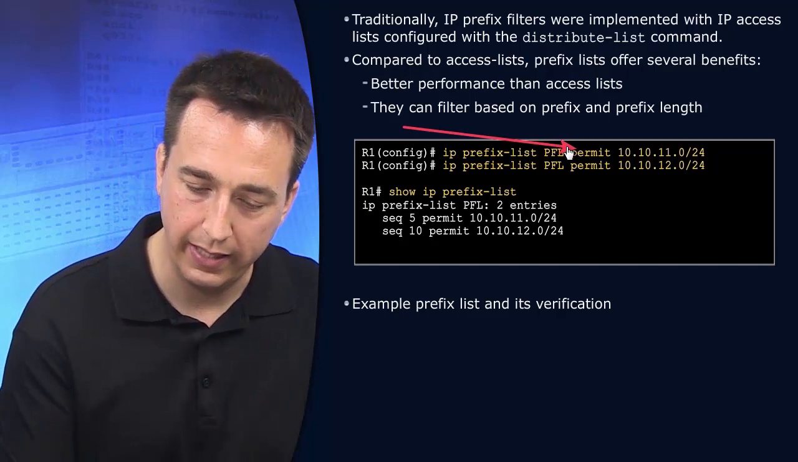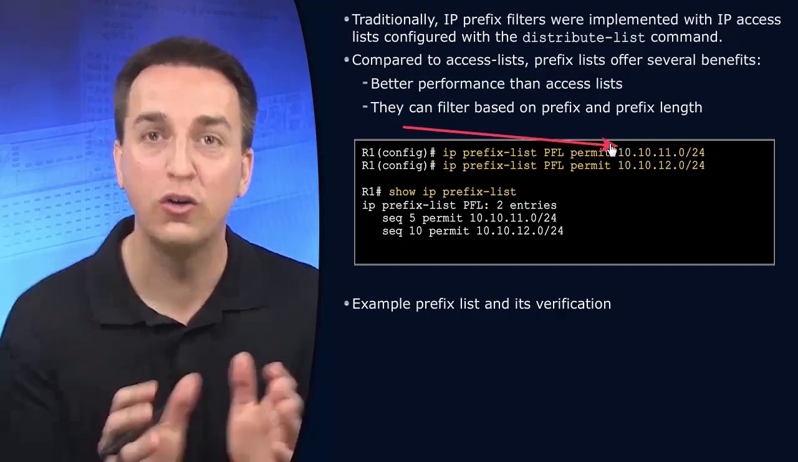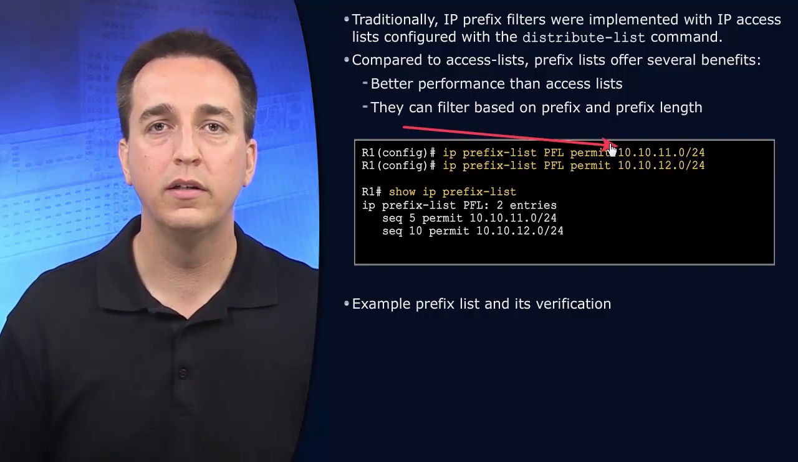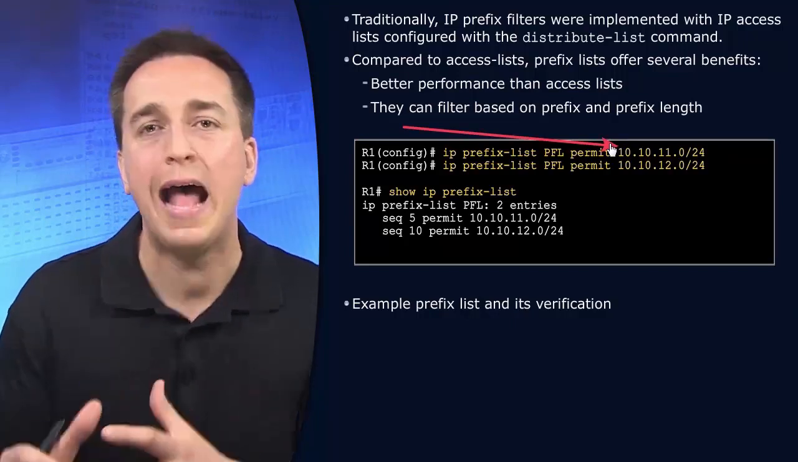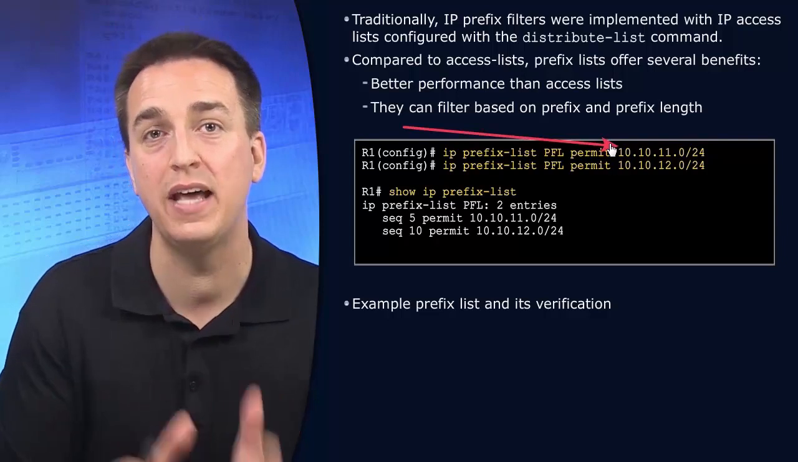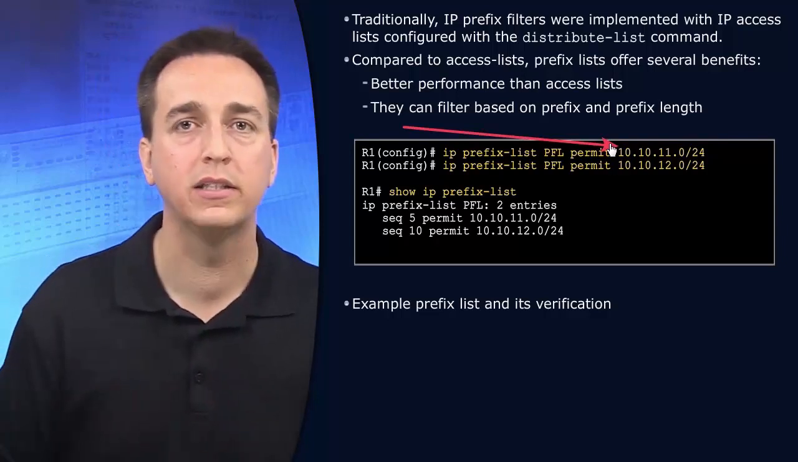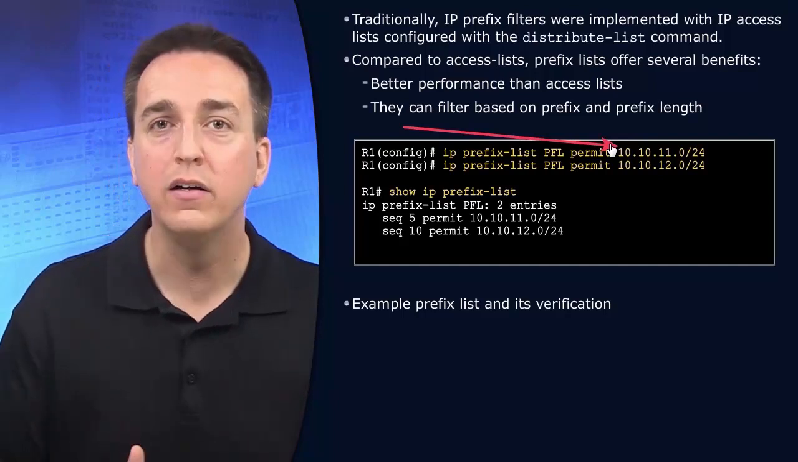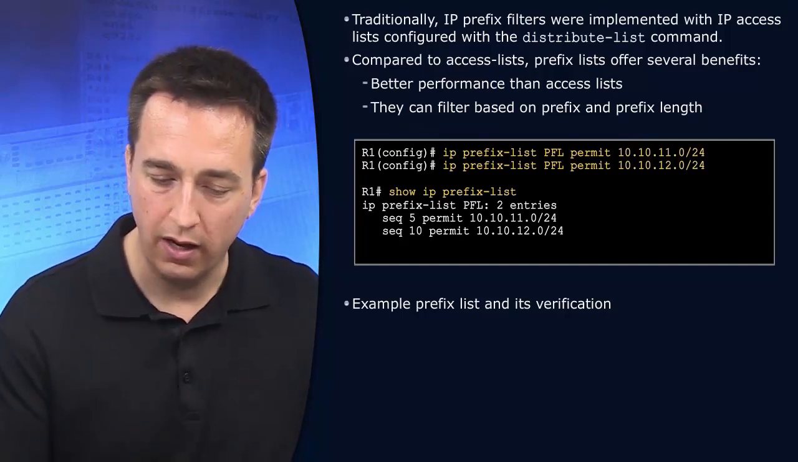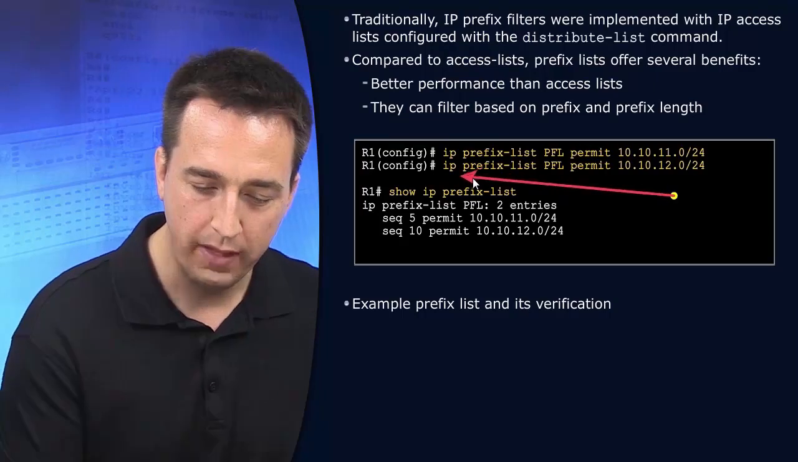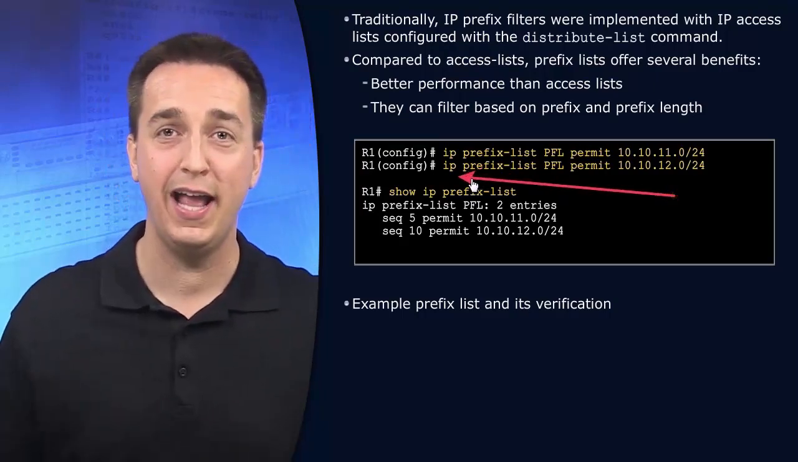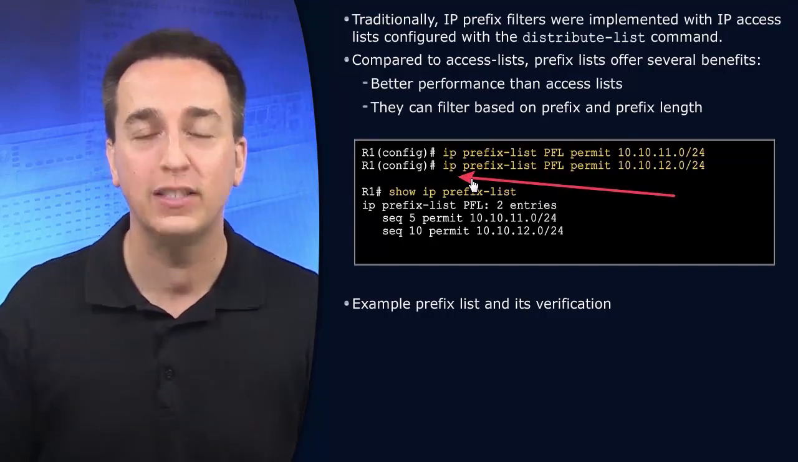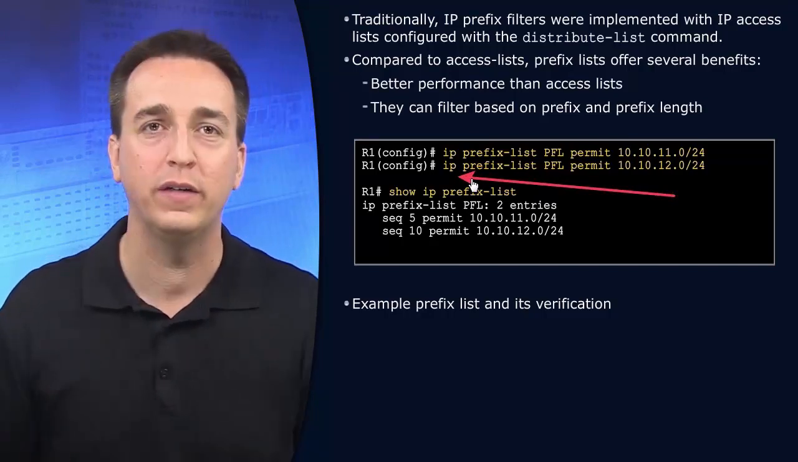And then in this case, notice it says 10.10.11.0/24, 10.10.12.0/24. So what happens if there's a route in our routing table for 10.10.11.0/26 or /28? Well, it's denied. Now, why is it denied? Because of the invisible implicit deny all rule at the end of the prefix list. Just like the access control list has the implicit deny all, so does the prefix list.